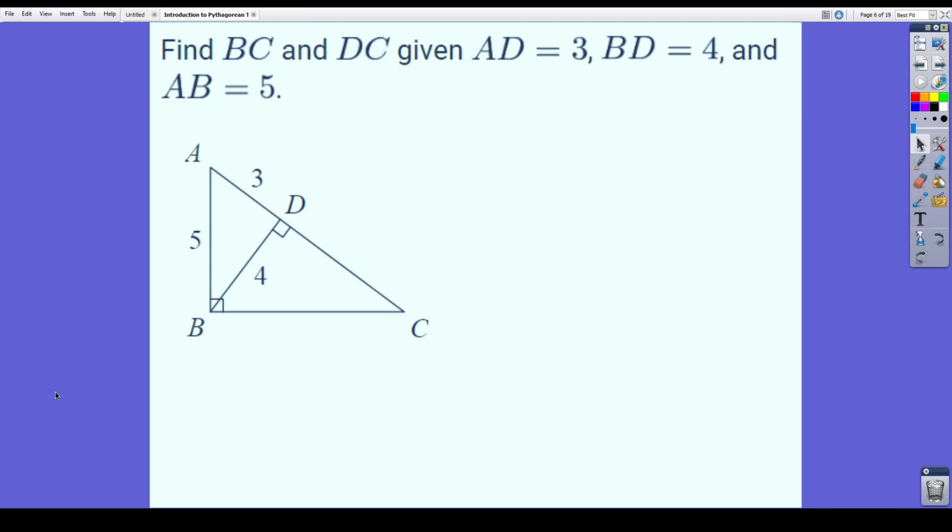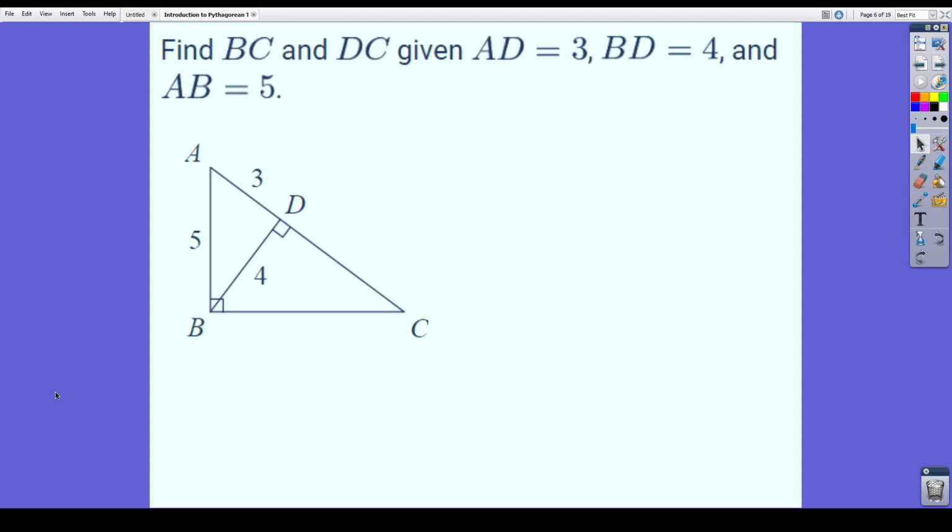Alright, good morning. Today we're going to see how we can use triangle similarity to solve a problem like this, where we have a right triangle ABC and its altitude BD, and find a few missing sides. So the directions say to find BC and DC given that AD equals 3, BD equals 4, and AB equals 5.